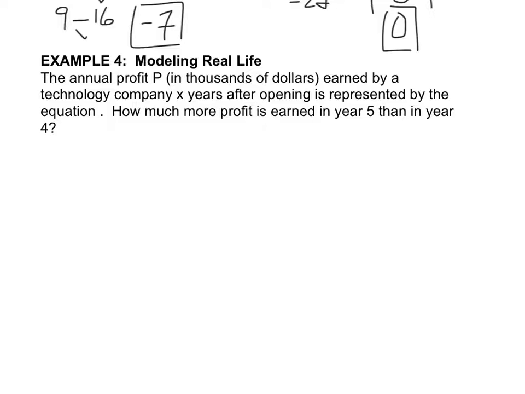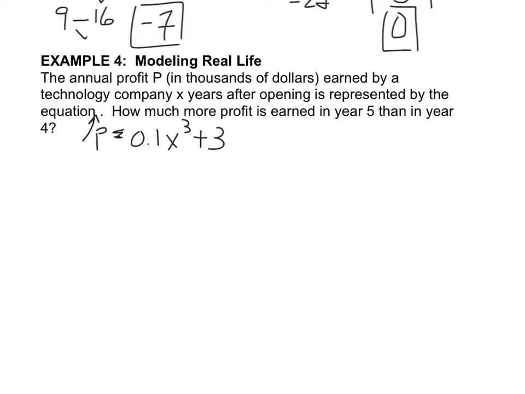Our last example is trying to look at a real life situation. It's missing a little bit in here, so I want to add the equation that should be situated right into here as we're talking. The annual profit, in thousands of dollars, so we want to remember that when we get to the end of this, earned by a technology company x years after opening is represented by the following equation. P equals 0.1x cubed plus 3. Okay, we didn't come up with that. We don't really need to know where all those numbers are coming from. They're giving us the equation.